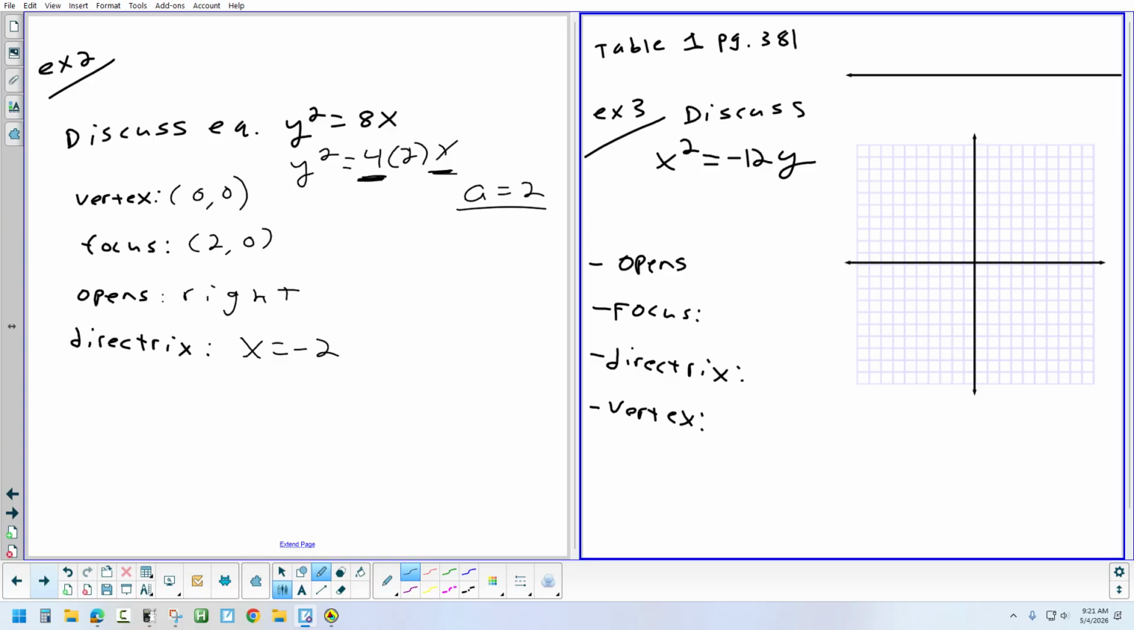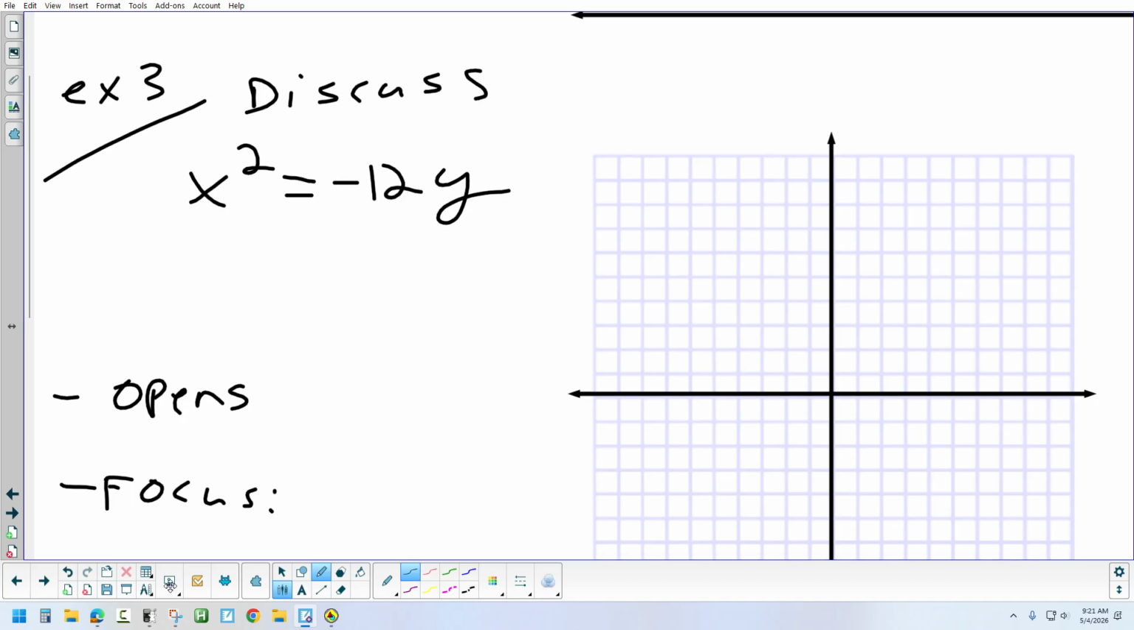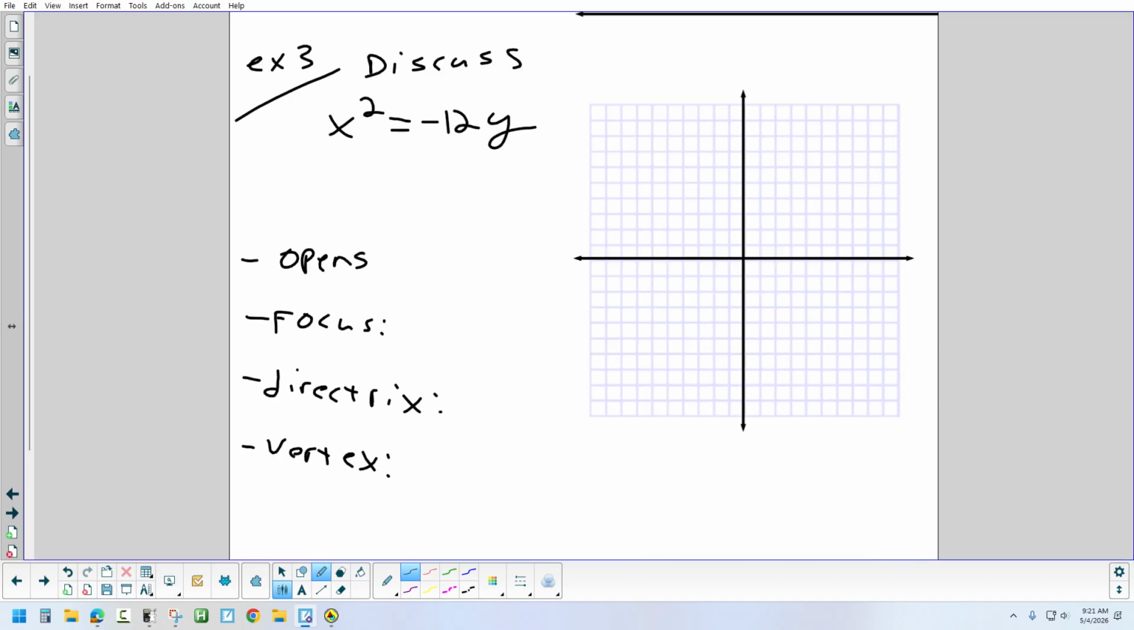All right, so this is very similar to the last one. They want us to discuss it and draw a picture. Okay. First 2 things I always figure out: vertex and the direction it opens. Regardless of the information that they write, I always do those 2 first. What's the vertex of that parabola? Yep. 0, 0.